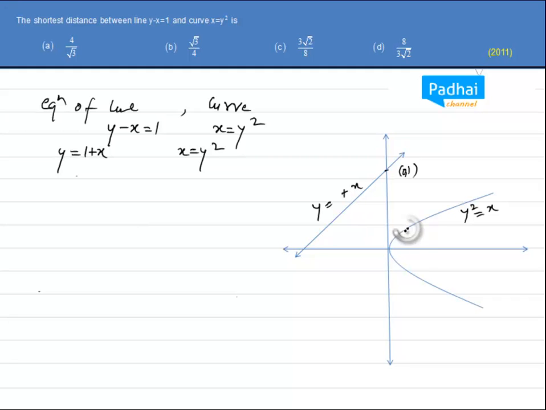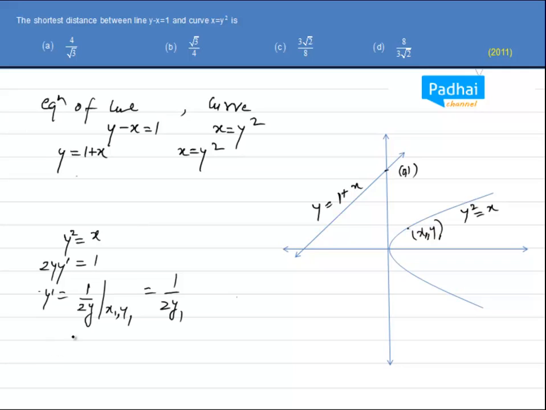So let me consider that this point is (x, y), and the inclination of the tangent will be equal to the inclination of this line. So let me find the point (x, y). I will differentiate it: 2y y dash equals 1, so y dash equals 1 by 2y. If I consider it as (x1, y1), it will be easily understood, and at (x1, y1) it will be equal to 1 by 2 y1.